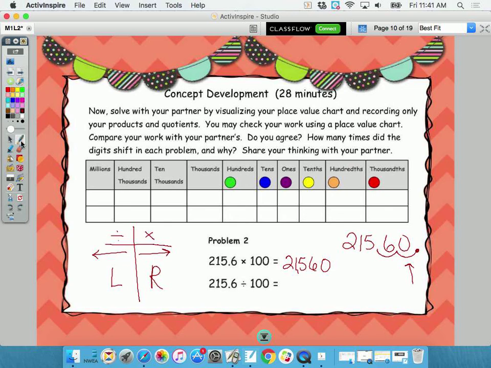Okay, let's do the next one. Can I use the zero trick? No. Okay, rewrite 215 and 6/10. Which way am I moving the decimal this time? To the left. Why? Because we're dividing. How many place values? 2. Why is it 2? Because we're dividing by 100. There are 2 zeros in 100. So 1, 2. My decimal goes there.